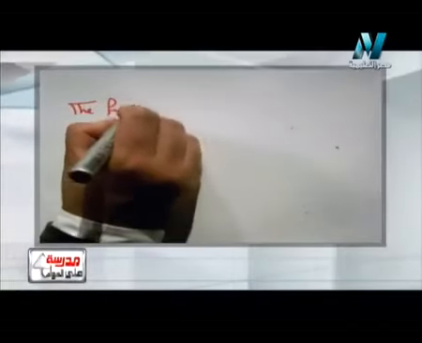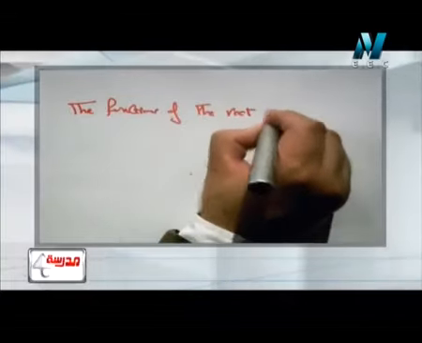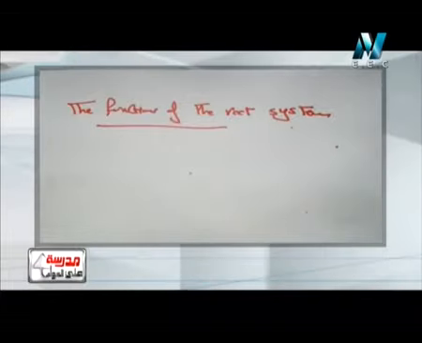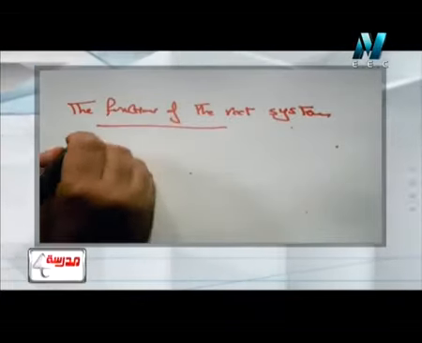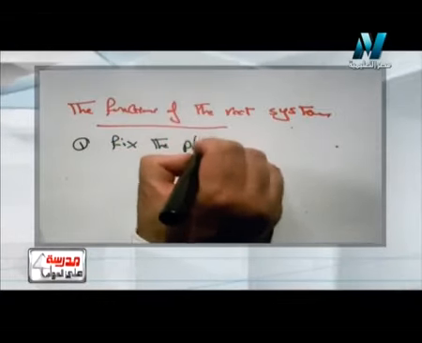Okay, so now let's study the functions of the root system. The root system has many functions for the plant, and important functions at the same time. We can summarize those functions in 3 functions only. The functions of the root system. Number 1, as you know, the root system is used for fixing the plant in the soil. Fix the plant.